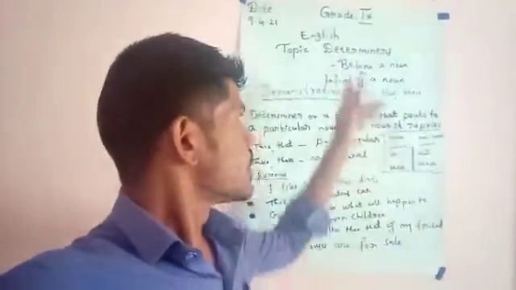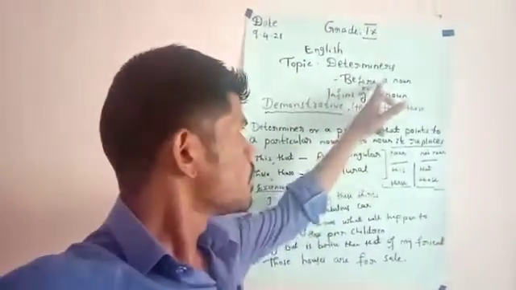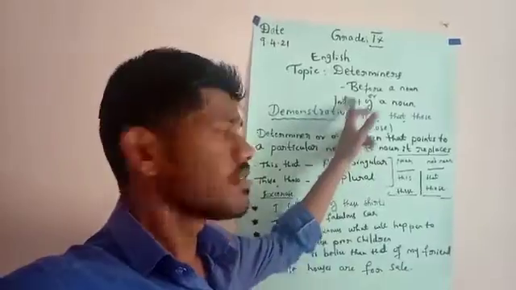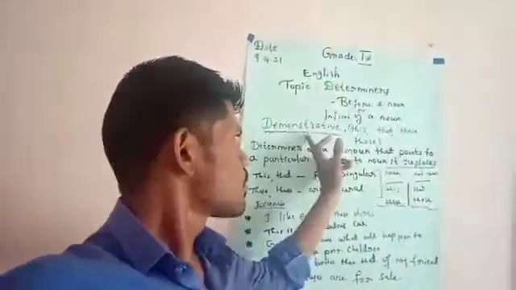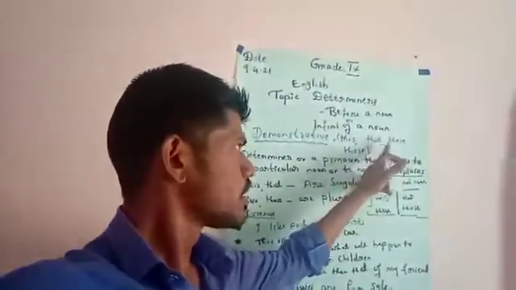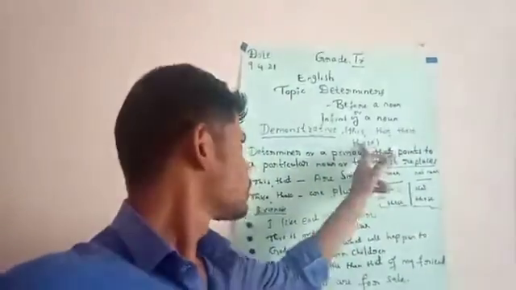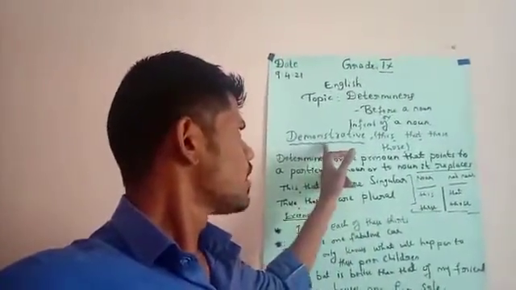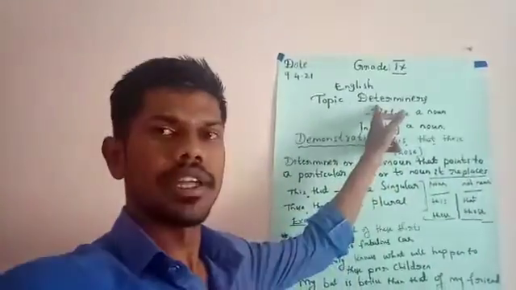Today we are going to see the same topic, determiner. Under determiners we are going to see demonstrative determiners. So demonstrative determiners are this, that, these, those. Then what is meant by demonstrative determiner?